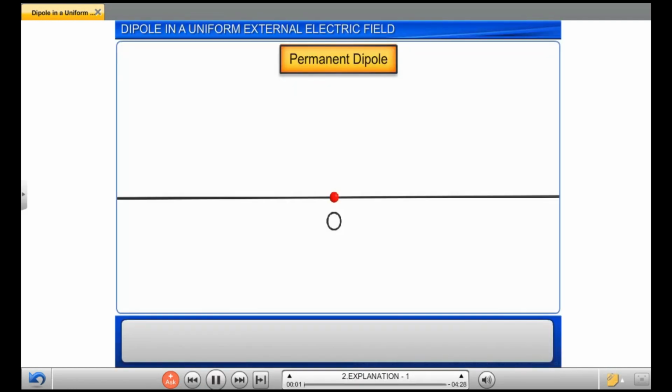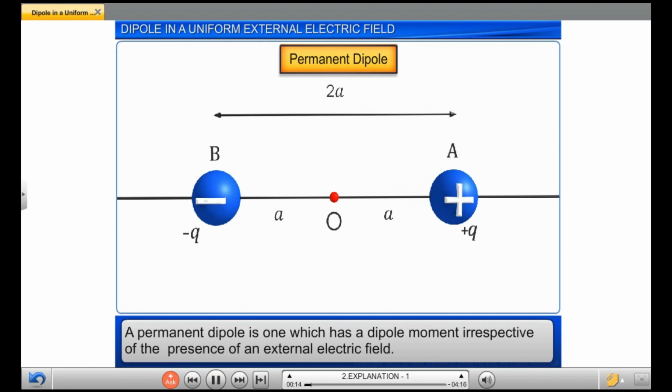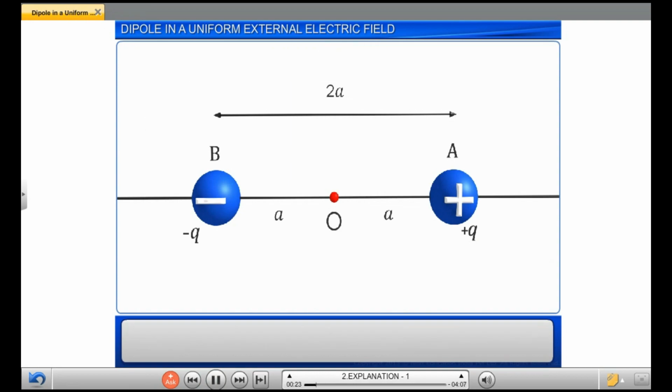Consider a permanent electric dipole having a positive charge +Q at A and a negative charge -Q at B, separated by a distance 2a. A permanent dipole is one which has a dipole moment irrespective of the presence of an external electric field. The electric dipole moment p of the dipole is equal to 2aq, directed from -Q to +Q along the axis of the dipole.